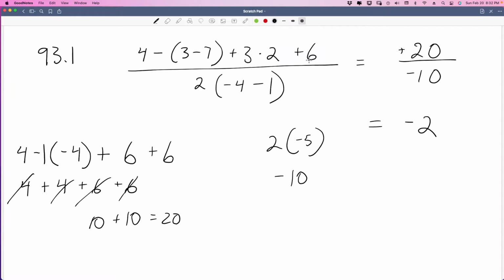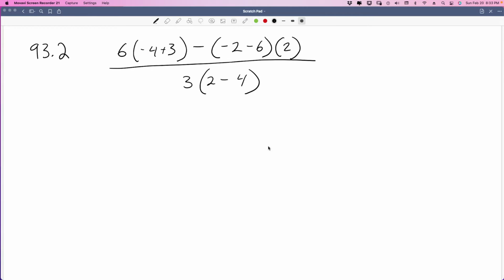Do the top first, or you could do the bottom first. It doesn't matter as long as you put it in its respective location, its corresponding place: put the denominator's solution in the denominator and put the numerator's solution in the numerator, and then do the division of the fraction as you normally would. All right, so let's look at 93.2.